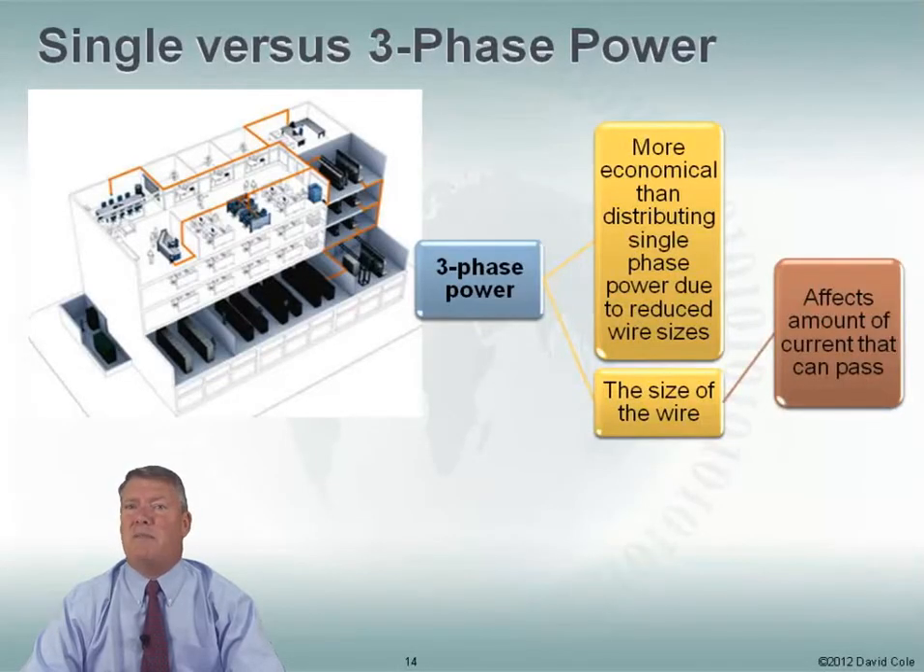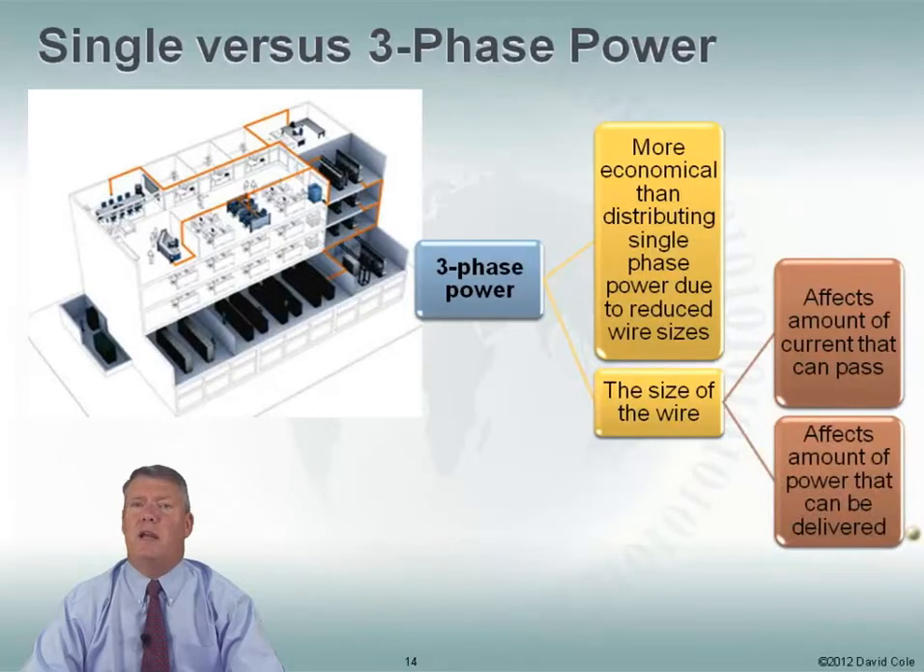The size of the wire affects the amount of current that can pass and affects the amount of power that can be delivered. Remember, our power is volts times amps. The size of the wire impacts the amount of amps that can go over that wire. Okay, so the size of the wire ultimately impacts the amount of power that can be delivered.